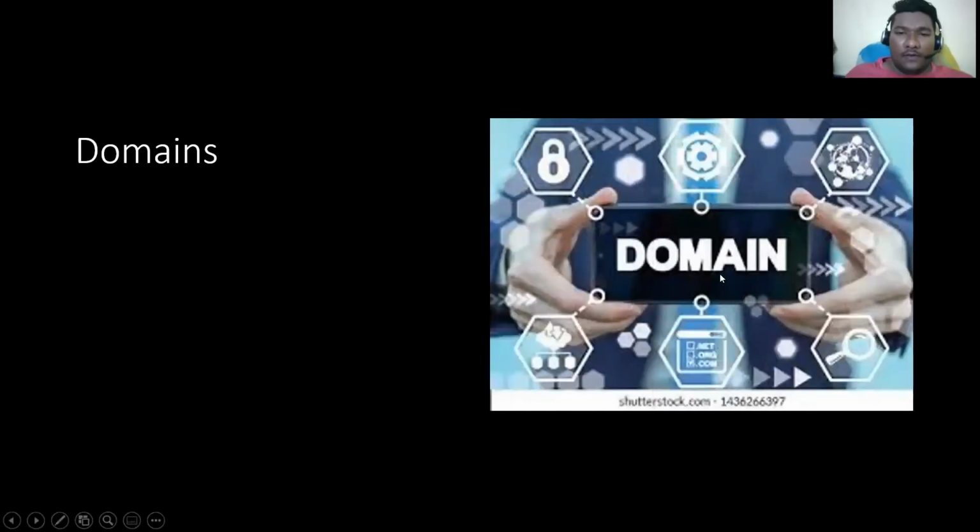A domain is a logical group of network objects, consisting of computers, users, or any devices, which share the same Active Directory database. That is nothing but a domain.